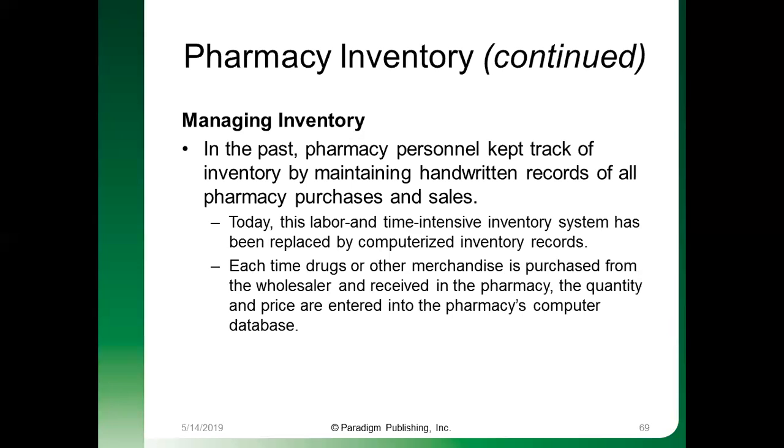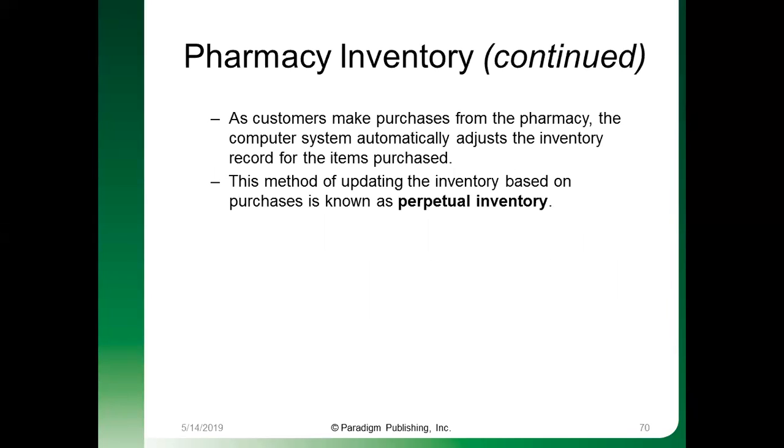But like I said, you have to input that information first. So it's, again, very important that if it is your job to add a new barcode into the system, that you're paying attention to the strength of the medication, the name of the medication, and the quantity that comes in that bottle, so that your inventory supply is updated. As customers make purchases, the pharmacy system automatically adjusts the inventory record for the items purchased. This method of updating the inventory based on purchase is known as perpetual inventory.